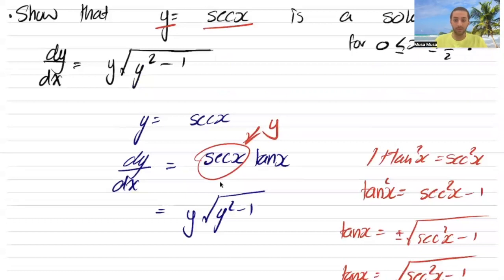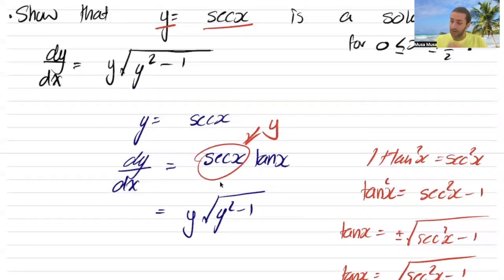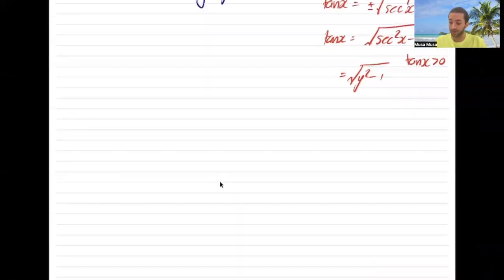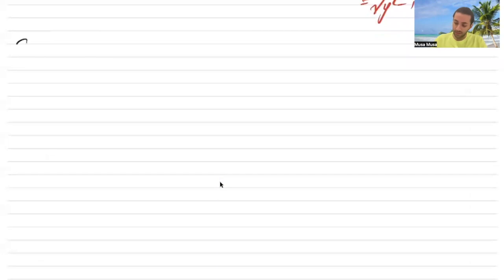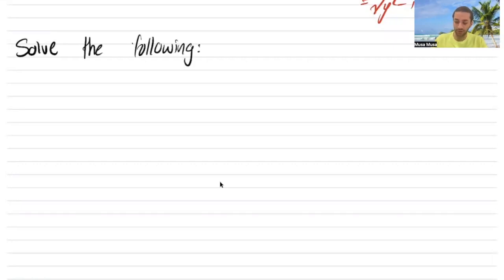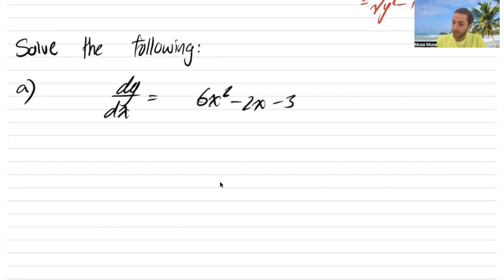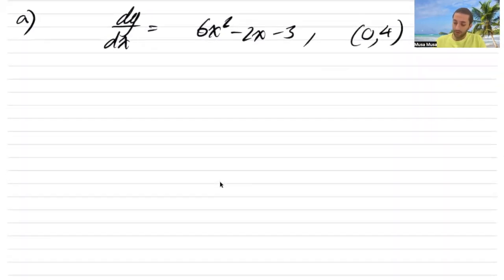Very nice. Okay. Now, of course, you can solve your own differential equations, as I'll show you here. Solve the following, and I'll chuck in some initial conditions for you as well. dy/dx equals 6x squared minus 2x minus 3, and it goes through (0, 4). Okay, so have a go. I'll start writing in some more ones as well.